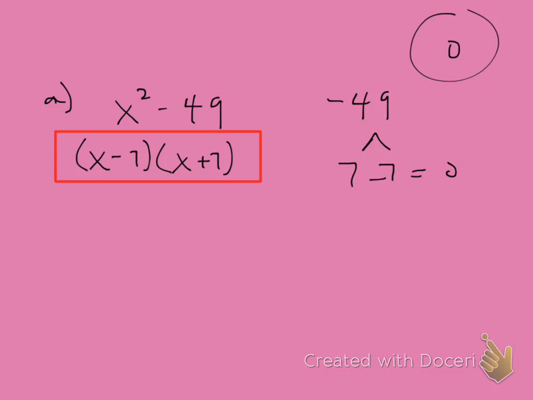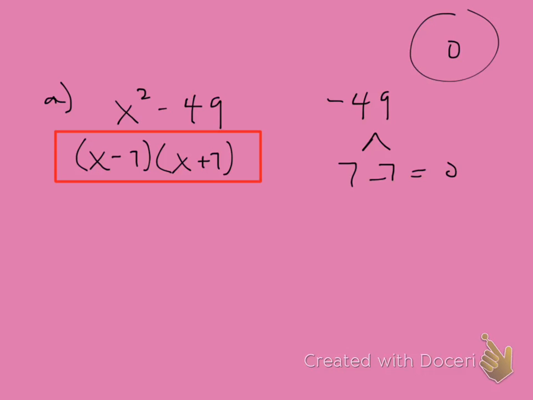Isn't this a squared minus b squared? Is that a perfect square? Yeah, it sure is. So all I've got to do is take the square roots and put them in there. The square root of x squared is x, and x. The square root of 49 is 7. I have to have one positive and one negative, because it's the difference of squares.